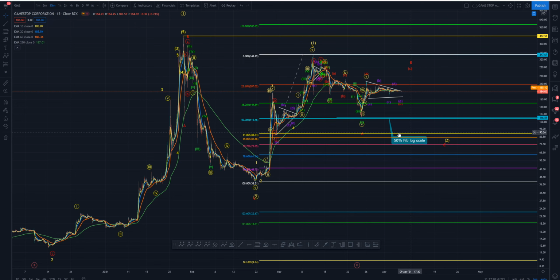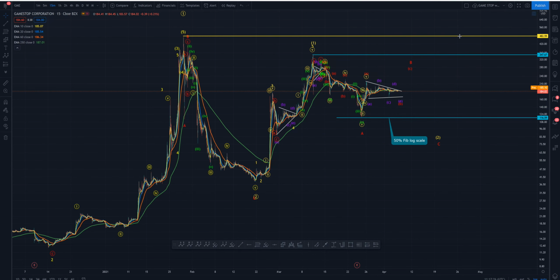So 61.8. Let's be generous then. Say the 2 finishes at the 61.8 retracement, and we get an A, B, C extension. That would put the price somewhere around 82 to 88 bucks, if we were to complete this pattern. Let's save this here. Now let's go over and discuss the final pattern before we wrap up the video.